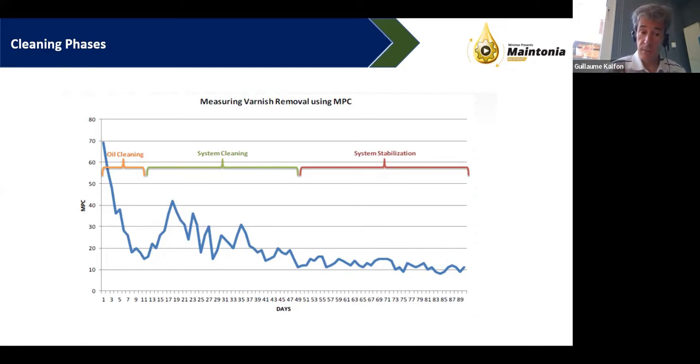So it's a good thing. It's cleaning up your metal surfaces where varnish is a problem, is a danger. But it shows up as MPC test rising again. So then we keep going, and we have a system cleaning phase where not only the oil is cleaned up, but also the metal is getting cleaned up. And in the end, you can see acceptable values and flat, stable.